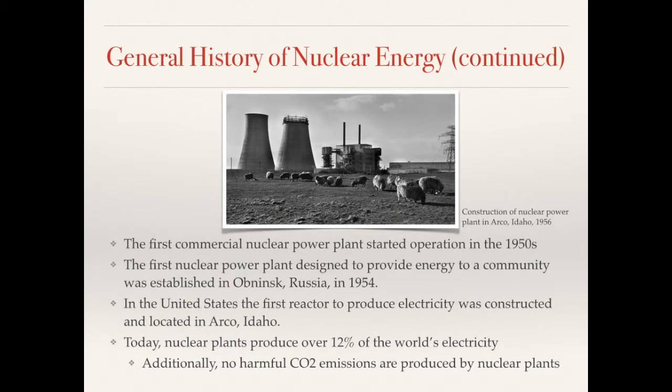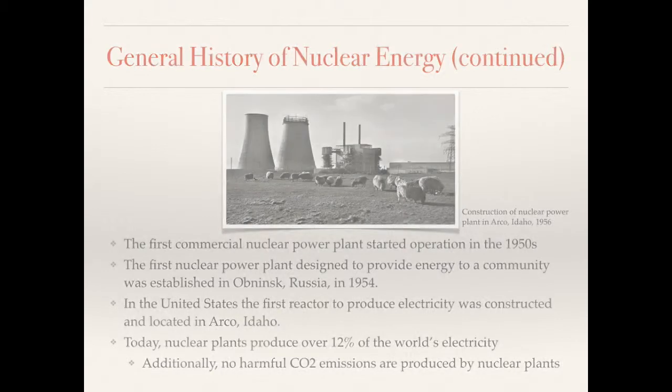The first nuclear power plant designed to provide energy to a community was established in Obninsk, Russia in 1954. In the United States, the first reactor to produce electricity was constructed and located in Arco, Idaho. Today, nuclear plants produce over 12% of the world's electricity without CO2 emissions.